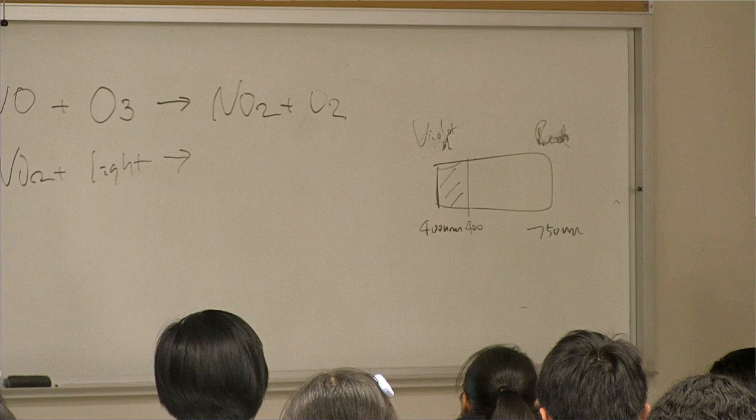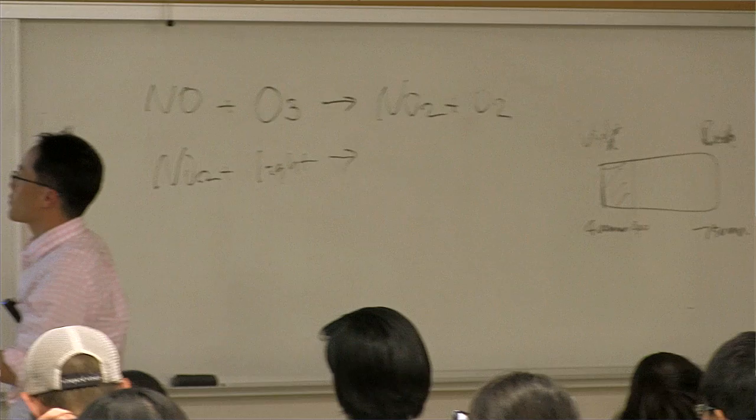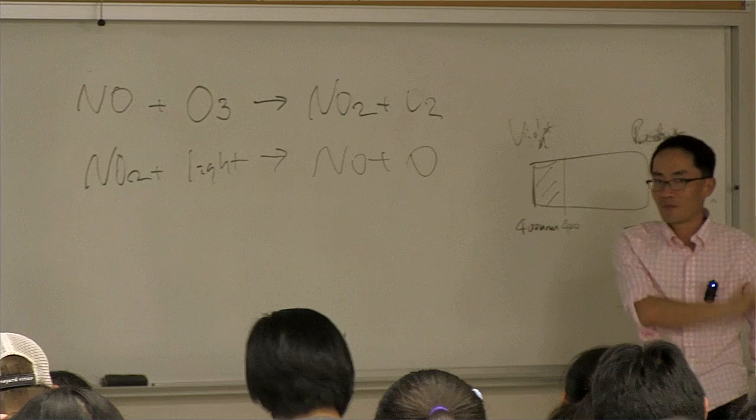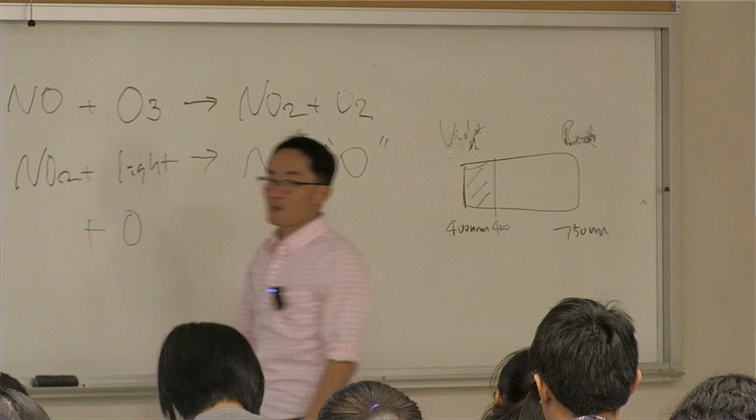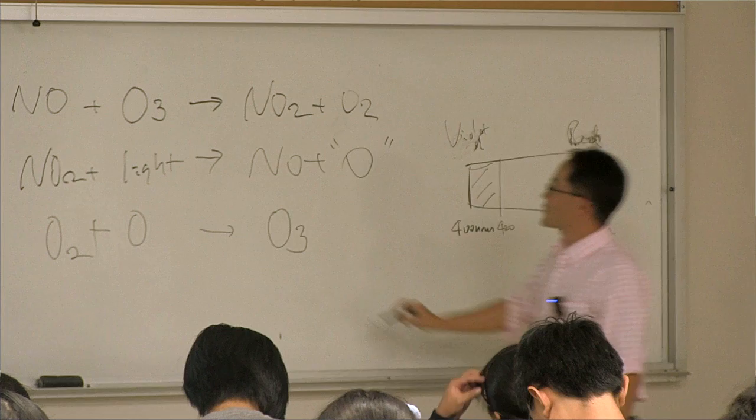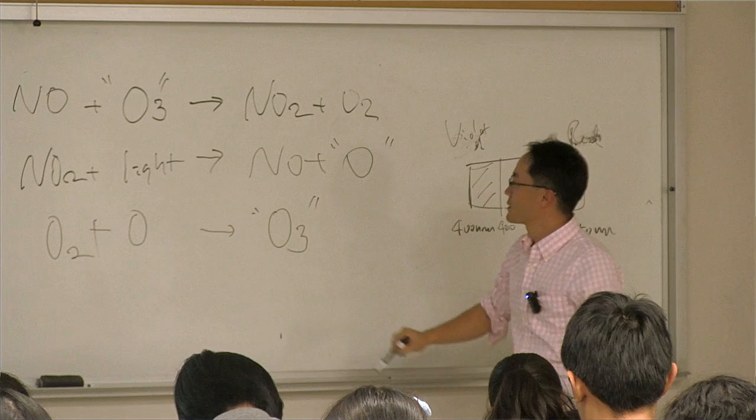So what is happening once that NO2 molecule absorbs light with wavelength below 420 is that it's going to be decomposed into NO plus an oxygen atom, right? Then there's 20% molecular oxygen in the atmosphere, so it's making ozone. So there's ozone, right? It can go back, right?